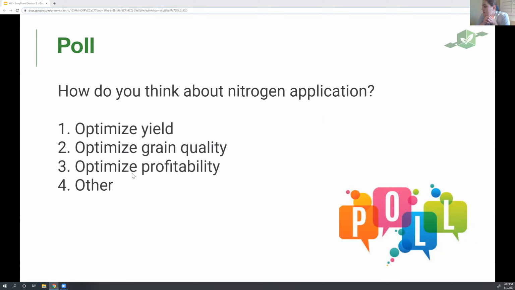So I see that 46% of the answers came in as thinking about nitrogen application from optimizing profitability, which makes complete sense. Optimizing yield is another approach, and there are multiple approaches. There's multiple ways where you could think about the nitrogen recommendation.